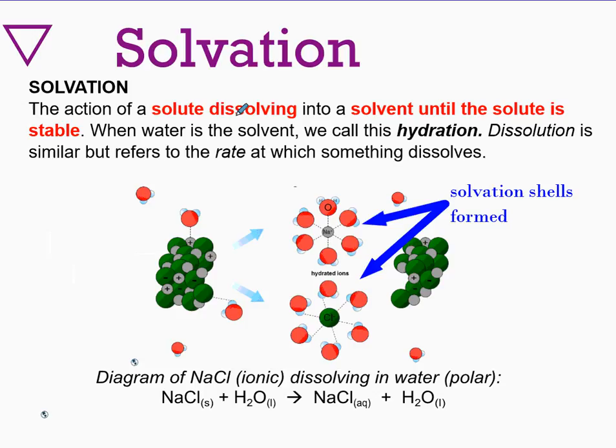Solvation is a solute dissolving into a solvent until the solute is stable. When water is the solvent, we call this hydration, but for the purpose of this, we'll call it solvation. Another term, dissolution, is similar, but it refers to the rate at which something dissolves. So solvation is more of the term we're working on this unit. This is a crystal of sodium chloride or some ionic salt being hydrated or solvated by water molecules. Since it's water molecules, we should call it hydration, right? This is just a reaction describing the diagram.